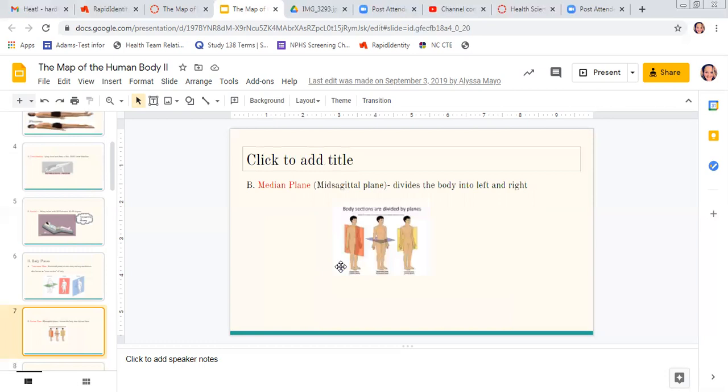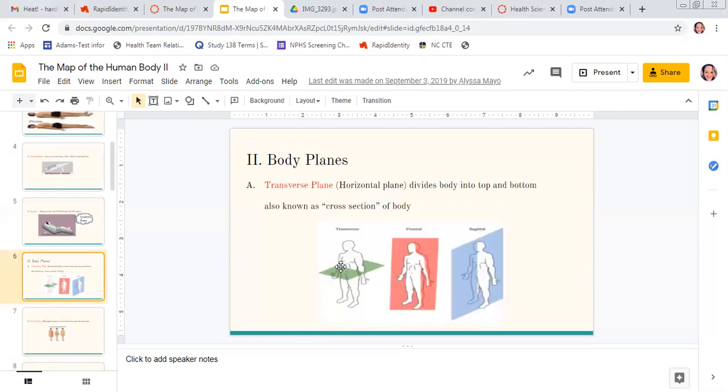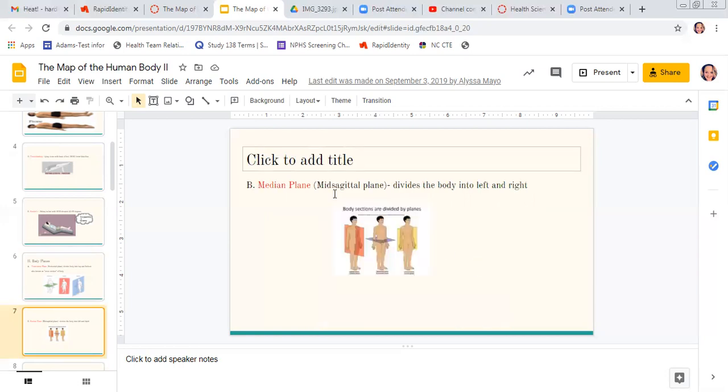Then you have your median plane or your mid-sagittal plane. That's going to be the blue one that you see here. Mid-sagittal always makes me think of middle. So we're really slicing you right down the middle, into left and right halves, okay? So you'll see it written as median, mid-sagittal, or sagittal plane, okay? It's when we're slicing the body right down the middle, as if we were going from your belly button, top and bottom, all the way down, okay? So don't get confused by that.